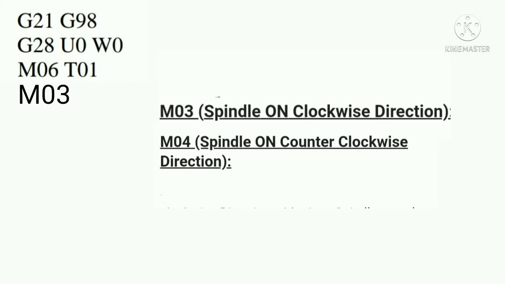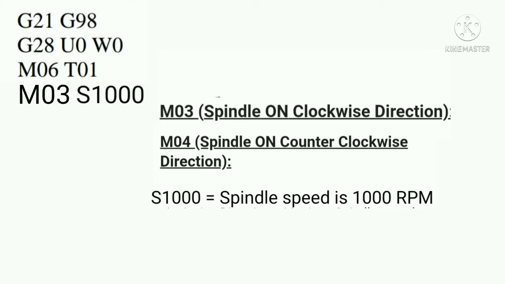On the next line, we use again an M code, M03, for spindle on in the clockwise direction. And if we use M04, the spindle will rotate in the counterclockwise direction. Then we will write S1000. That means the spindle speed is 1000 RPM, that means revolutions per minute.